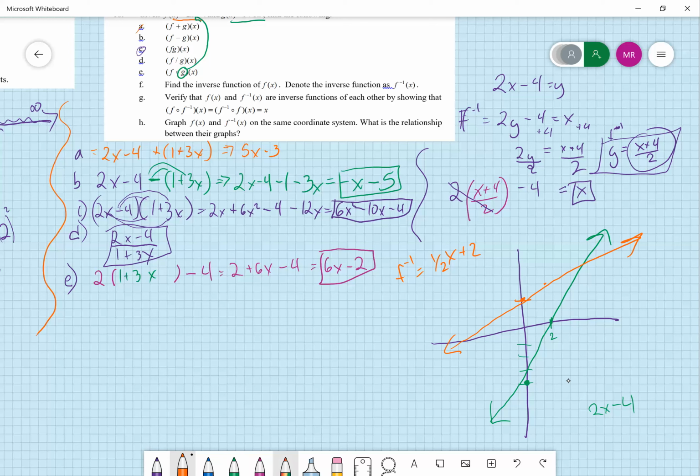Something important to note is that these are symmetric about the line y equals x. And that's true for the inverses. So they're reflections of each other about the line y equals x. Also, the domain and range of the green line become the range and domain of the inverse function.